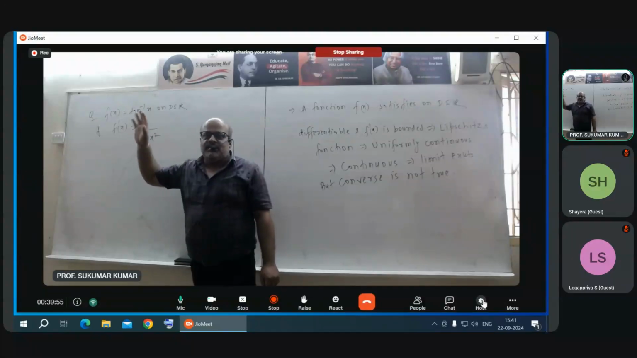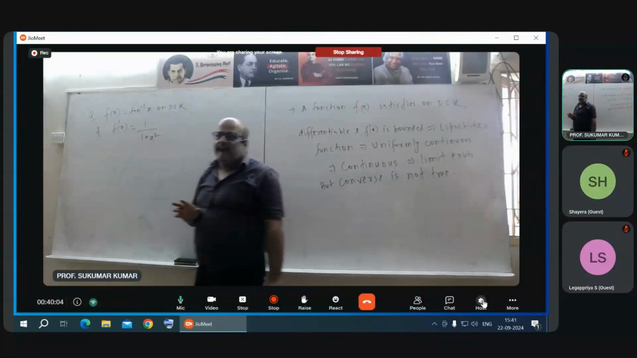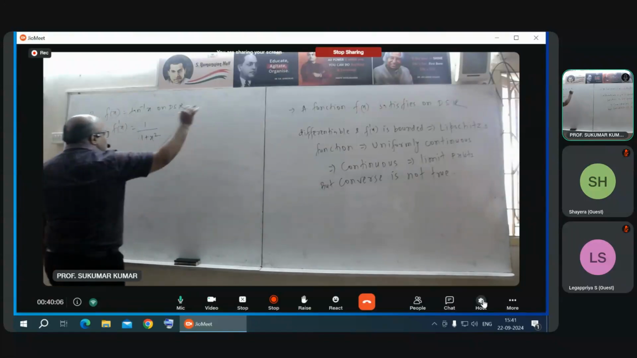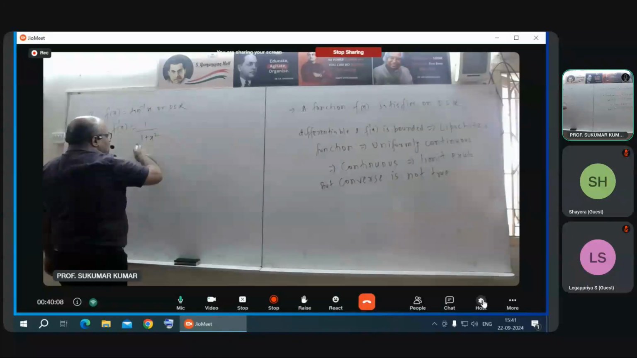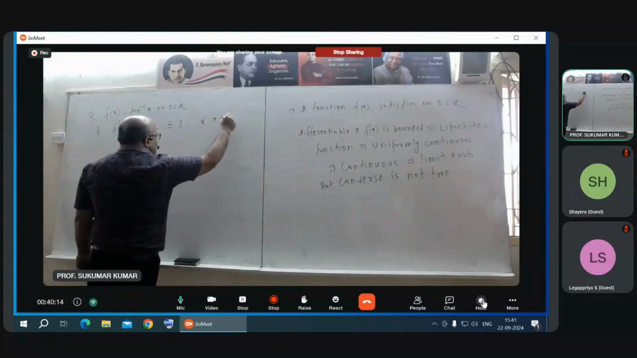At infinite also check it: x tends to infinite, 0. X tends to minus infinite, 0. Any place infinite is not possible, any approaching. This is also 1 by 1 plus x square, have positive real input, negative real input. Every time less than or equal to 1 value will come for all x belongs to real numbers.